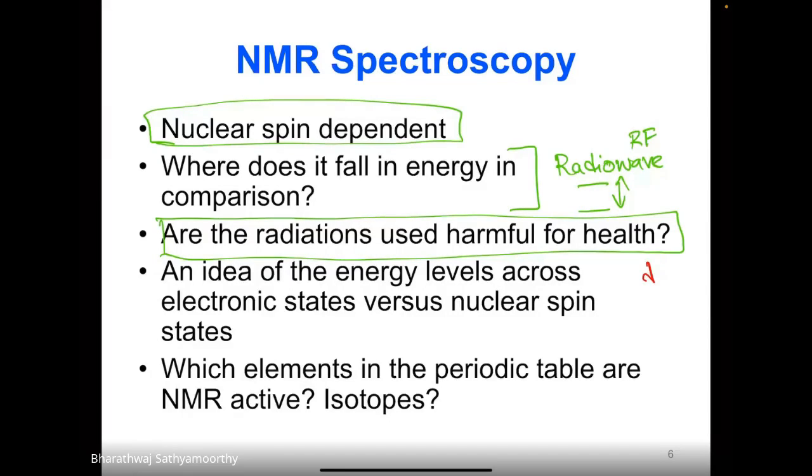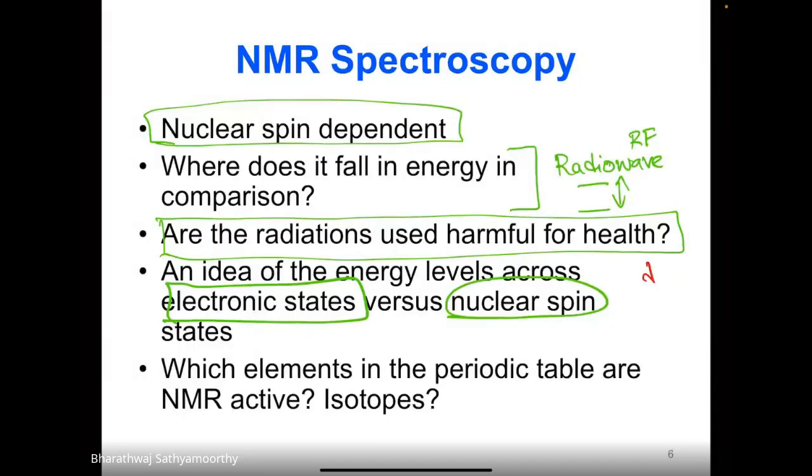The radiations are so harmless that it uses the same energy as your mobile phone or the FM AM radio that you end up using. This is common across anything that you use in respect of NMR or MRI. EPR does use slightly higher energy, going very close to the microwave, but still it's not as harmful as anything like X-ray would be. And the energy levels that we are going to be looking at are the nuclear spin energy levels, as against electronic excited states, which are used by something like fluorescence or UV visible spectroscopy.